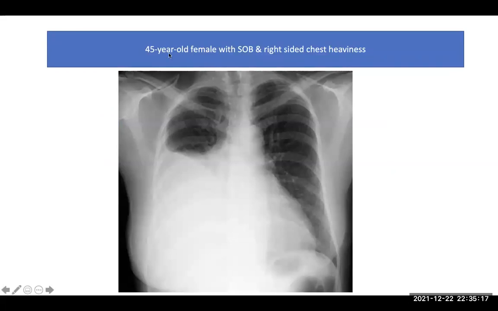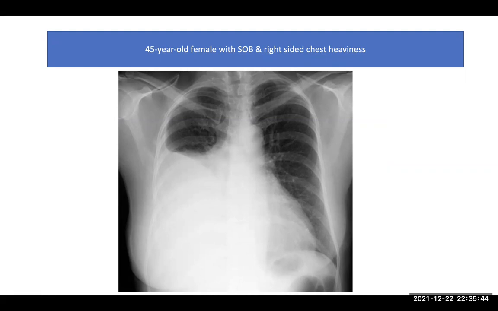Now the next question is here. A 45-year-old female with shortness of breath and right-sided chest heaviness. You have ordered an X-ray, and with these findings, what is the diagnosis, doctor? Pleural effusion. Definitely, it's a pleural effusion. But pleural effusion is not the definitive diagnosis. We have to look for the cause of this pleural effusion.